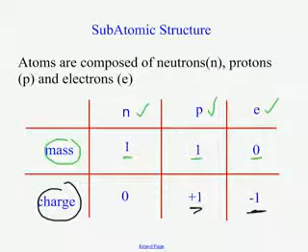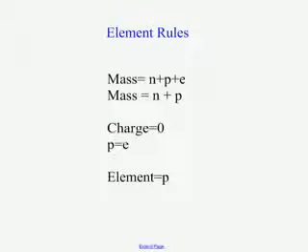Now let's put this information together into some laws that help us to figure out why atoms are different. Here's what I call the element rules. Let's take a look at rule number 1. How do we figure out the mass of an atom? Well, the mass would be the sum of the particles. And again, since the masses are 1 and 0, it would simply be the sum of the number of particles. So if I add up the number of neutrons plus the number of protons plus the number of electrons, I should get the mass of that atom.